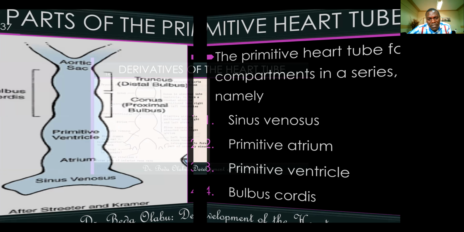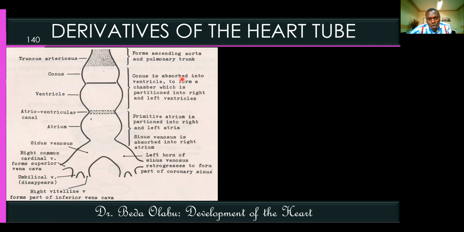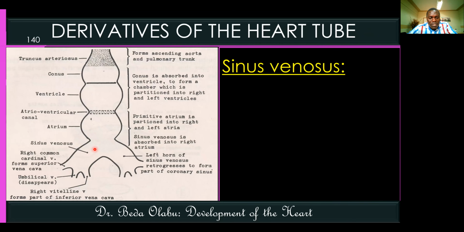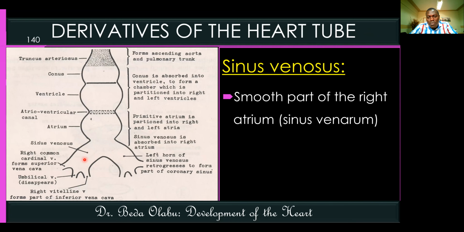So let's see the derivatives of these different parts of the primitive heart tube. And we start with the sinus venosus. This is the region of the sinus venosus. What does sinus venosus become? In adult, the sinus venosus forms the smooth part of the right atrium. The smooth part of the right atrium is known as the sinus venarum.